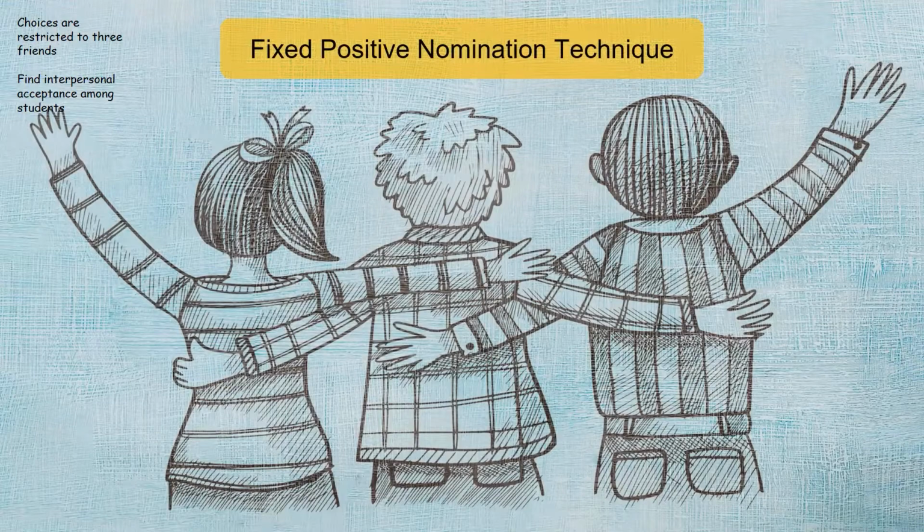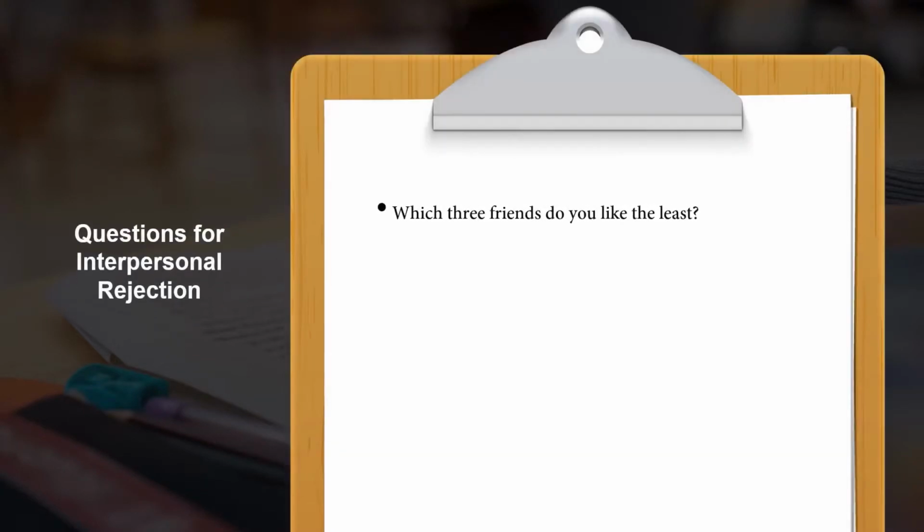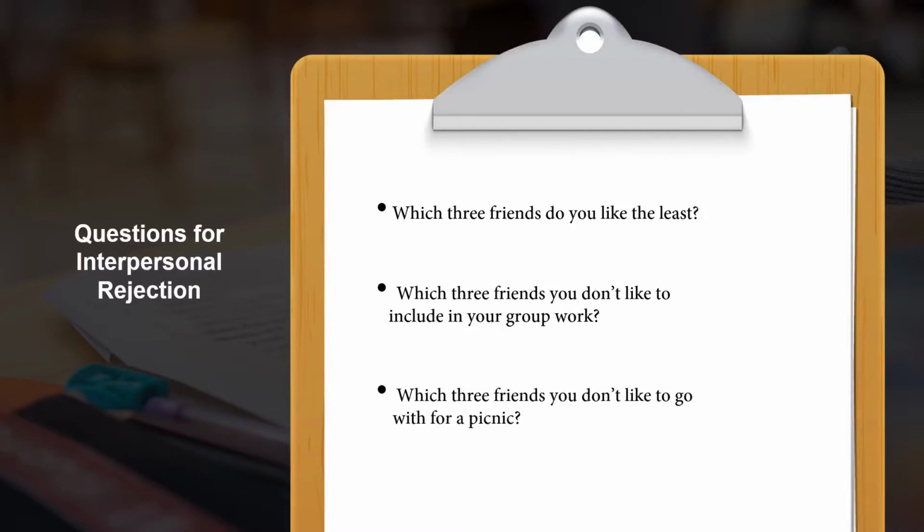What type of acceptance is coming among the learners? Coming to this interpersonal acceptance, equally in this technique we can see the relevance of interpersonal rejection. When we come to the point of interpersonal rejection, there we are asking 3 questions like, which 3 friends do you like the least? Next, which 3 friends you don't like to include in your group work? Next, which 3 friends you don't like to go with for a picnic? So here some negative questions are coming, and we can see that interpersonal rejection is coming.